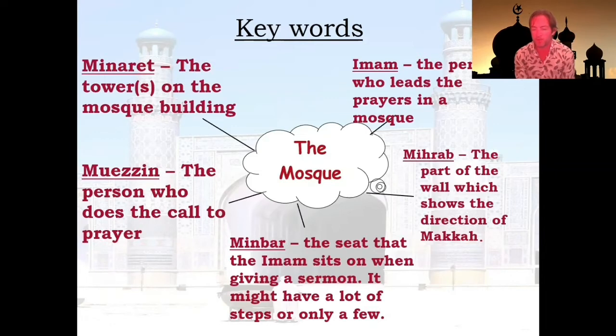I might be able to play you a call to prayer sound later on, but also a mihrab is the part of a wall which shows what direction Mecca is in. You might remember a couple of lessons ago when we did the 5 pillars, I showed you my Muslim prayer mat, and that had a compass on it to show the direction of Mecca. But as long as you're in a mosque, you don't need that, because the mihrab is like an alcove in the wall that shows you what direction Mecca is.